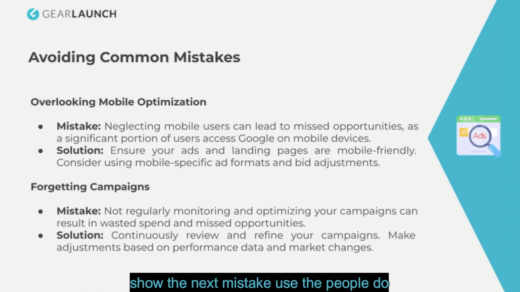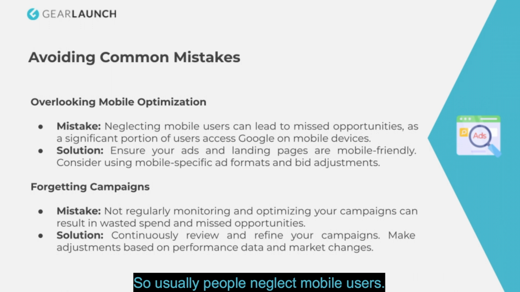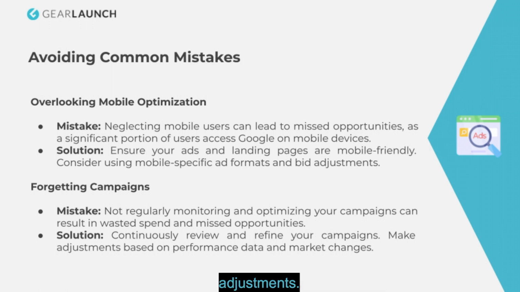The next mistake people usually make is overlooking mobile optimization. Neglecting mobile users can lead to missed opportunities, as a significant portion of users use Google on mobile devices only. The solution for that is to ensure your ads and landing pages are mobile friendly. Consider using mobile specific ad formats and bid adjustments.